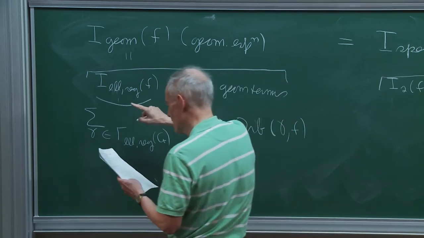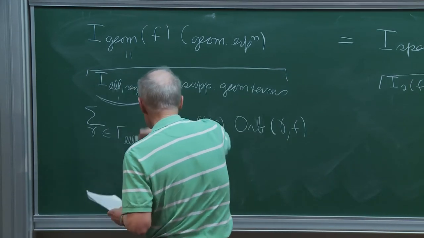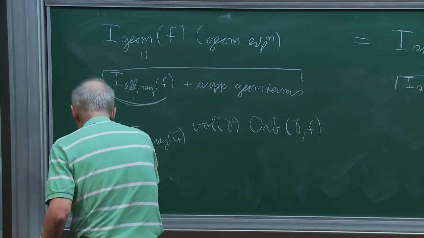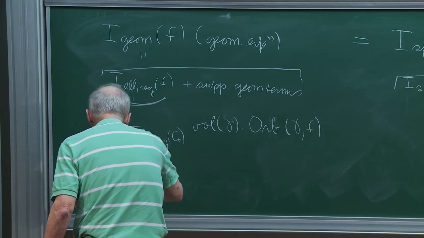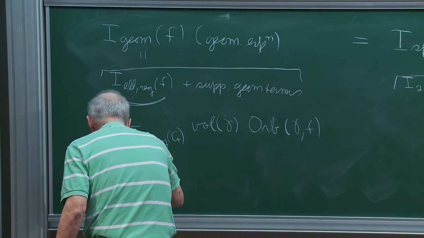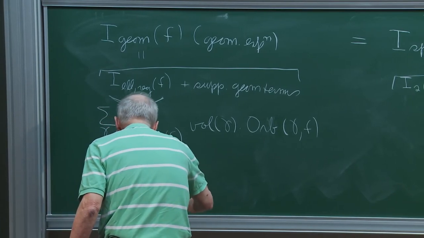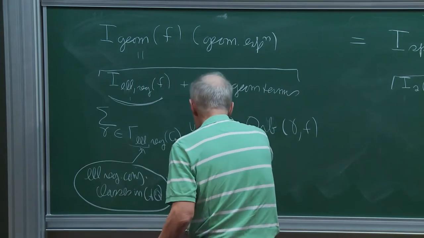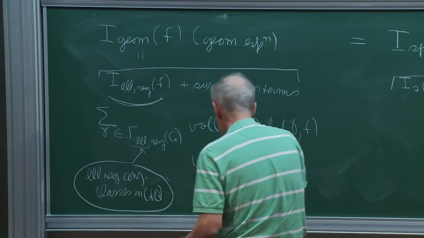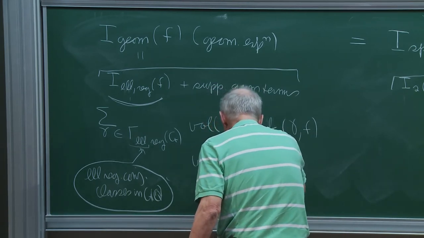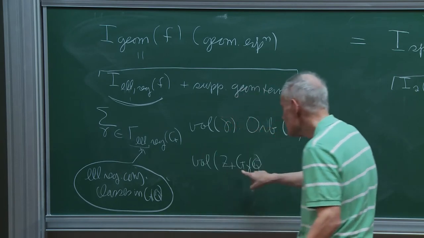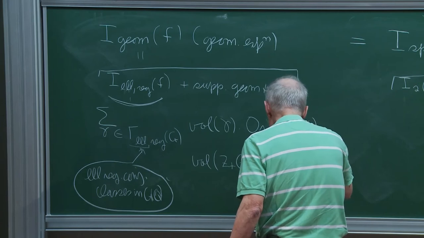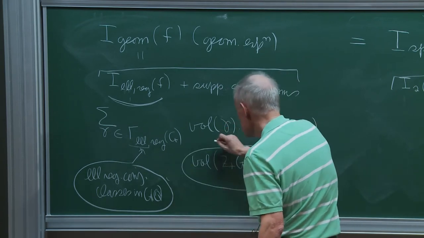So that is just this thing here. And this stands for elliptic regular conjugacy classes in G(Q). This thing, I recall, so that's what this is. This is the volume of centralizers, so that's the volume of the quotient of G_gamma for a given gamma. That's the quotient of Z plus times G_gamma(Q) sitting in G_gamma(A). That's what this thing is.